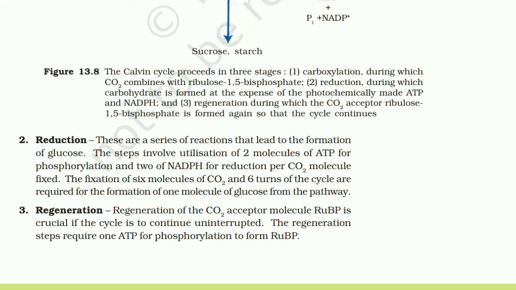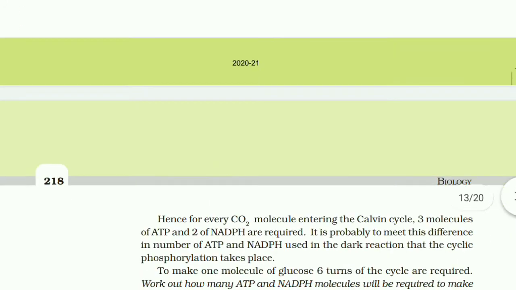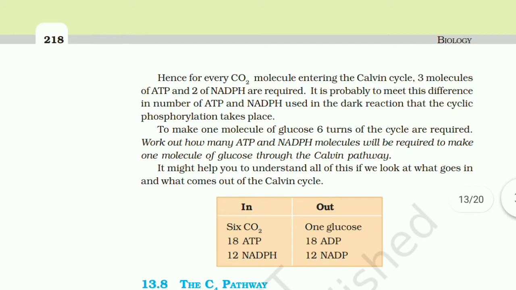Number 3. Regeneration. Regeneration of the CO2 acceptor molecule RuBP is crucial if the cycle is to continue uninterrupted. The regeneration steps require 1 ATP for phosphorylation to form RuBP. Hence, for every CO2 molecule entering the Calvin cycle, 3 molecules of ATP and 2 NADPH are required.